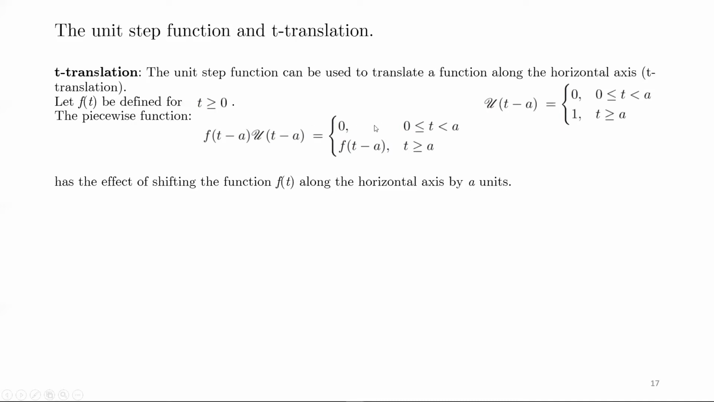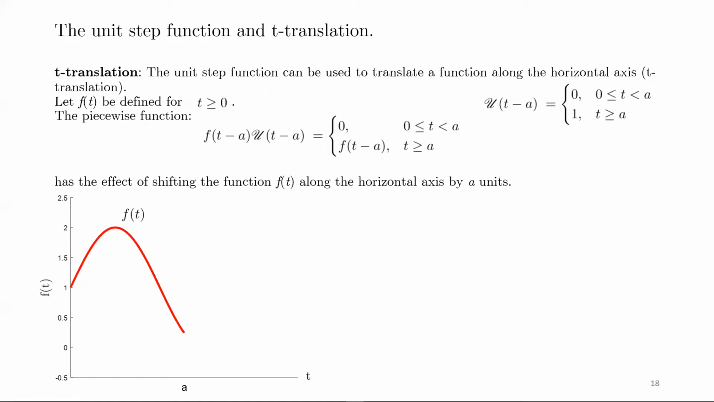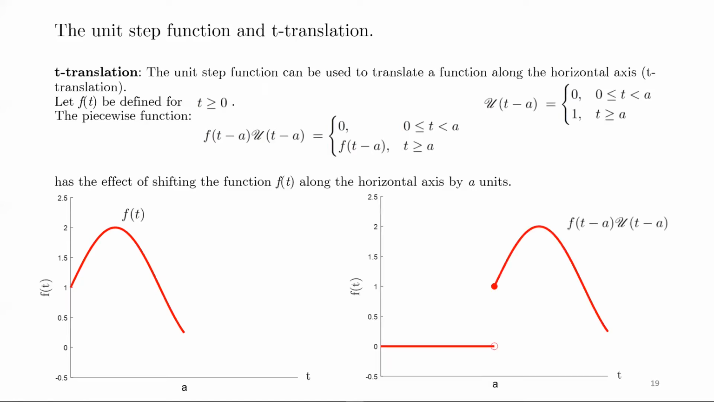Well, this product is equal to 0 for t less than a, because the second part here, the unit step function, is equal to 0 for t less than a. And it's equal to f of t minus a for t greater than or equal to a, because there the unit step function, or the Heaviside function, is equal to 1. It has the effect of shifting the function f of t along the horizontal axis by a units. So we shift this function f of t across a units, and then we just set the function equal to 0 for t less than a.